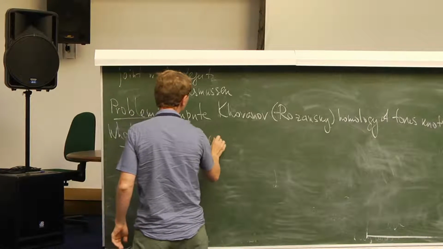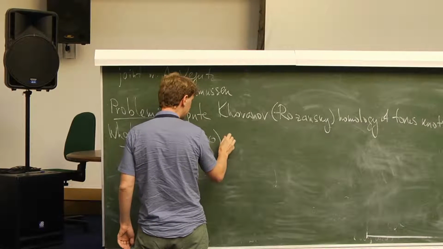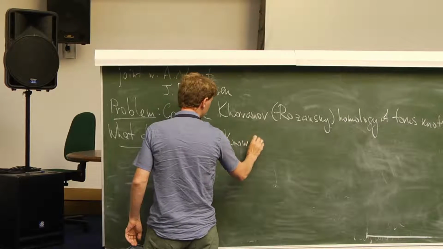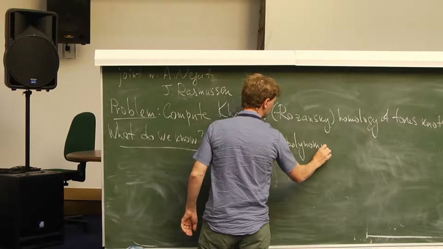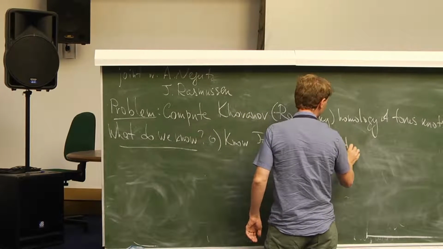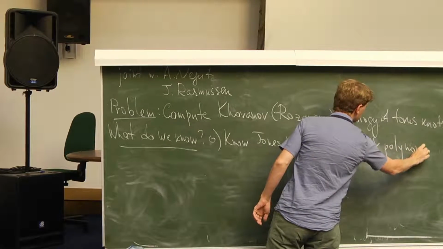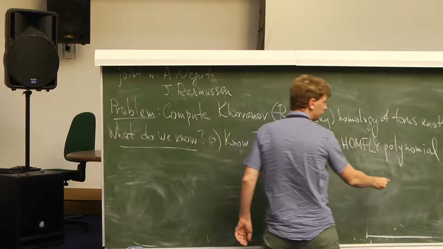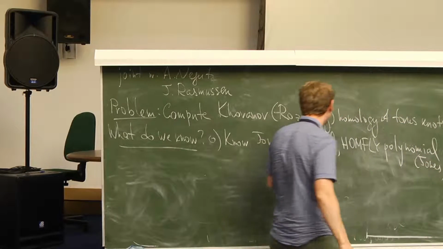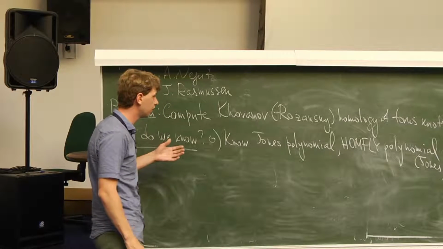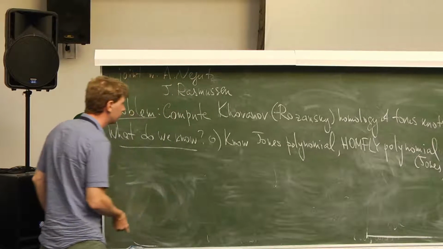First of all, Khovanov homology is a generalization of the Jones polynomial, so we certainly know the Jones polynomial. And we know the HOMFLY-PT polynomial. This is due to Jones in his '87 paper, I think. There are very explicit formulas, some sums of rational functions, which allow you to compute Jones and HOMFLY-PT polynomials of torus knots.